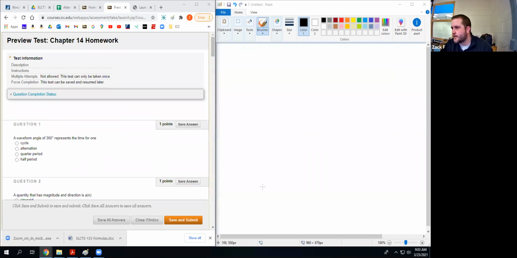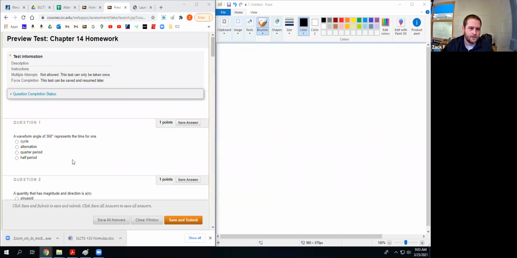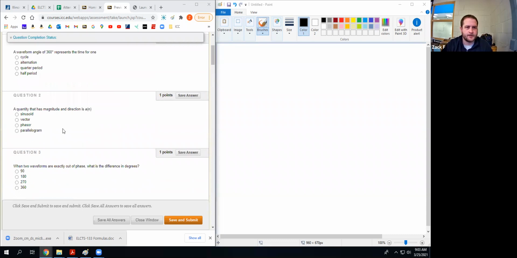Okay. Chapter 14, homework. A waveform angle of 360 degrees represents the time for one... cycle. Yeah, that's a cycle. If you guys had trouble with any of these, if you couldn't find it in the book or anything, let me know. But I'm just going to run through it.